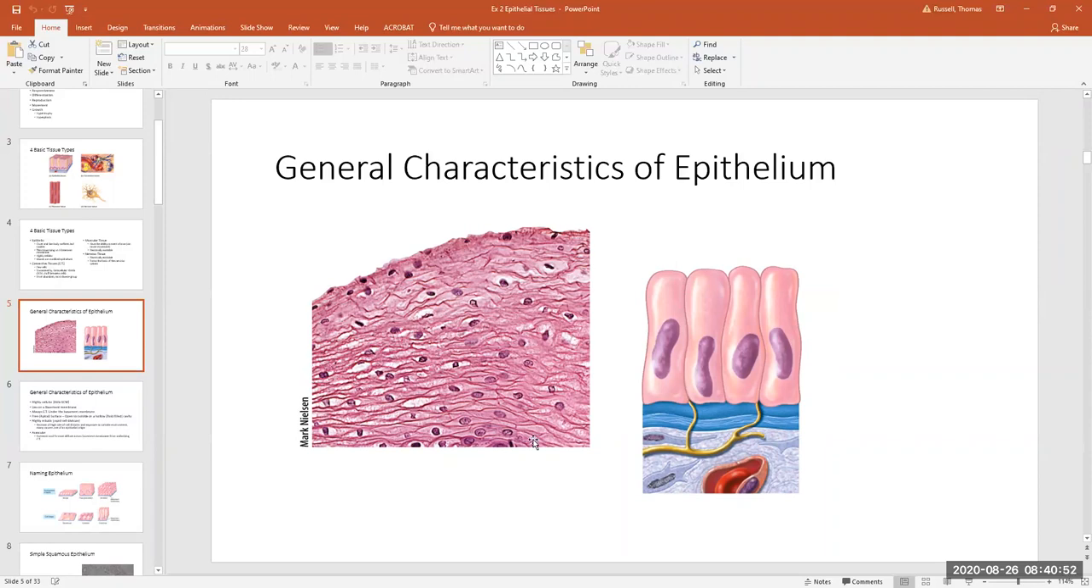So how do all of these cells, especially in this multi-layered tissue, get what they need to live? Oxygen, nutrients, and thus get rid of their waste products. Well, it happens this way. In this generic picture over here, all of the blood vessels run in an underlying connective tissue. So remember, we have the epithelium, we have a basement membrane, and then we have connective tissue at the bottom. Connective tissues, by the way, are highly vascular.